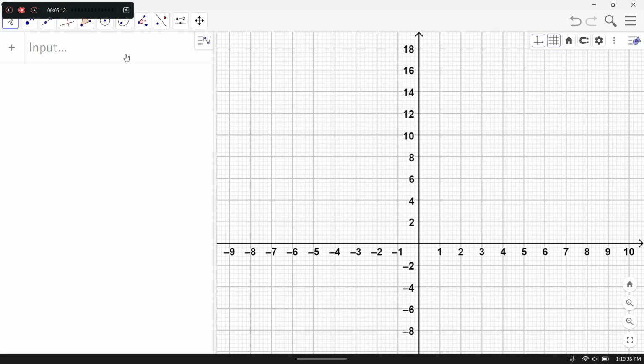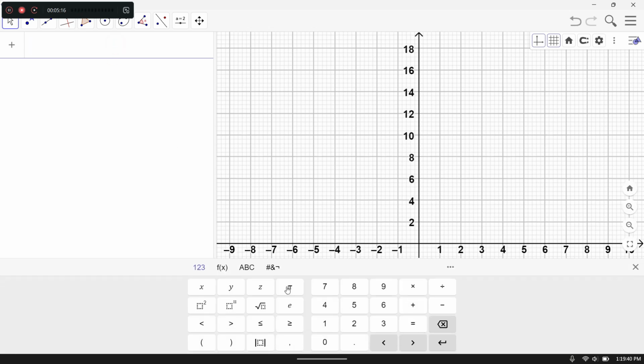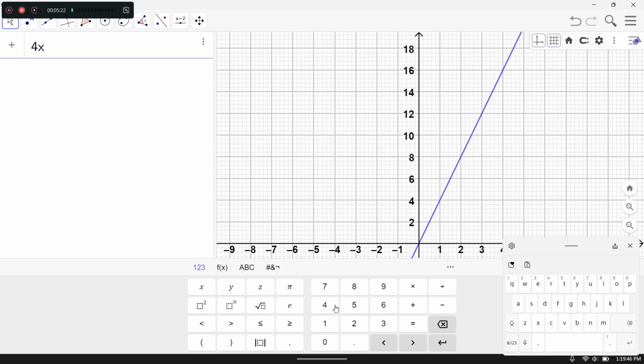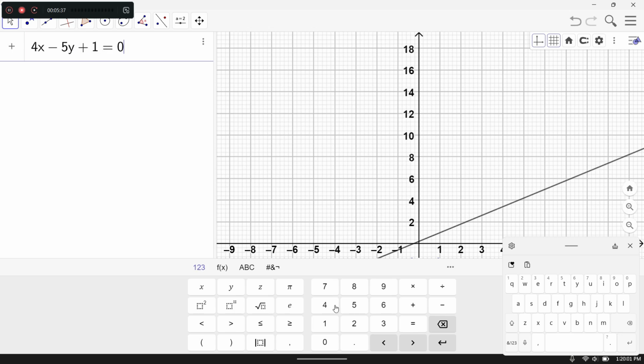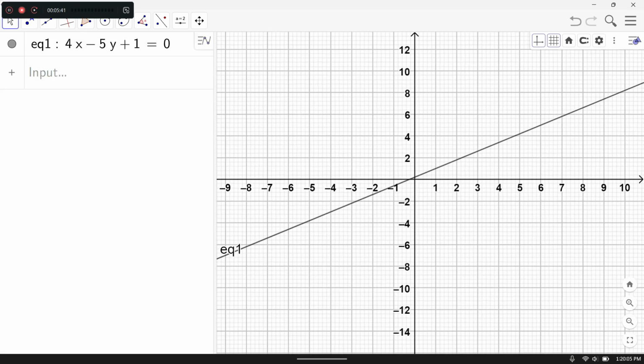Right? So let's graph a linear equation first. Let's see. 4x minus 5y equals... Let's add another one. Right, there you go. So this is linear right here, as you can see.